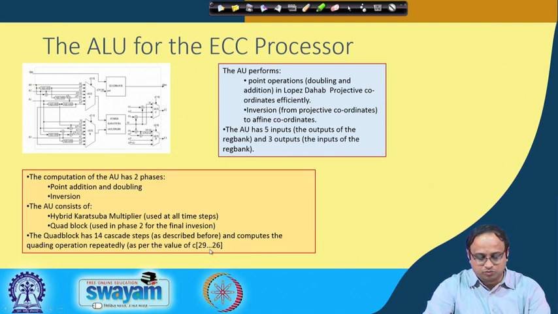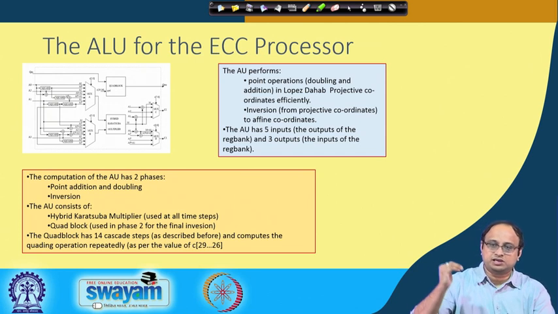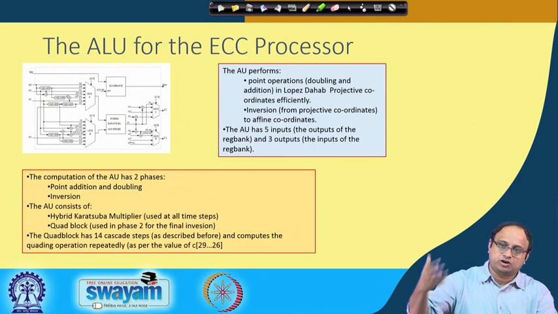So, depending upon what value you set here, any input that you give to this quad block is raised to the power of 4 to the power of select. That means if alpha is my input to the quad block, and select is the value of the select line, then what I compute or get as a result is alpha to the power of 4 to the power of select. Okay.